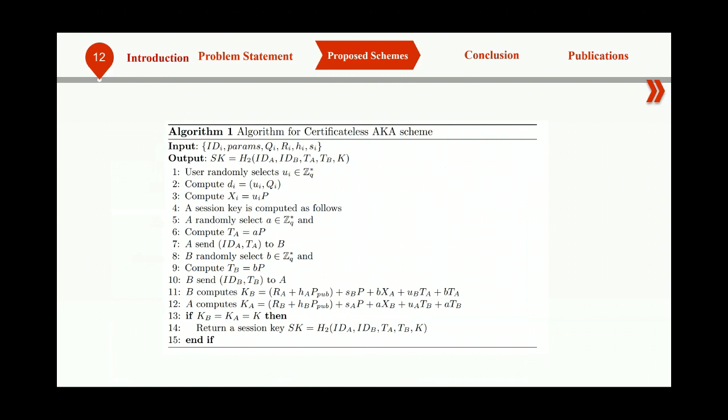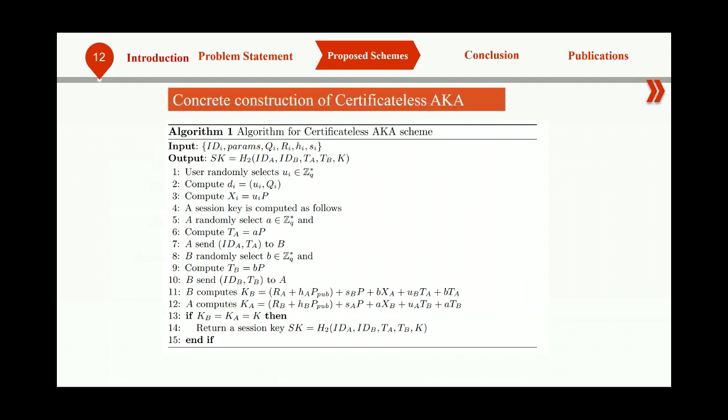So simply, our algorithm looks like this. We input identities of users. We also input public parameters, as I said. There's a computation of this equation, Qi, Ri, Hi, and Si, and the output is the key agreement that was created by KGC to A and KGC to B.